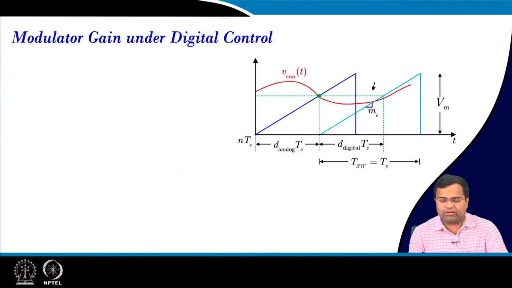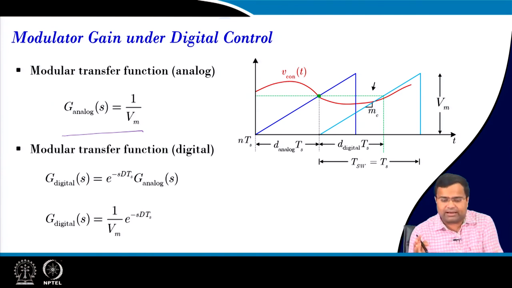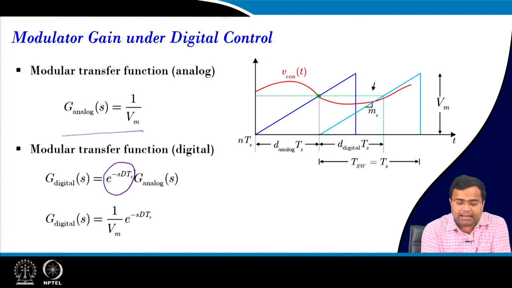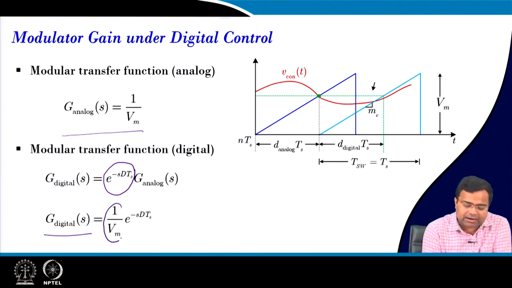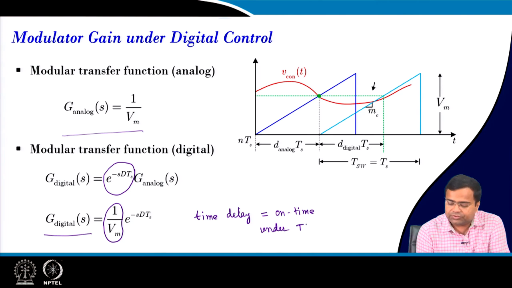So in summary, the analog controller modulator gain is 1 by Vm. If you want the equivalent modulator gain of the digital block, you have to incorporate a delay, and that delay amount is D times Ts. So the digital modulator transfer function is the same as the analog modulator transfer function multiplied by the delay. So it will introduce a time delay, in this case equal to the on time. This is under trailing edge modulation, without ADC delay.